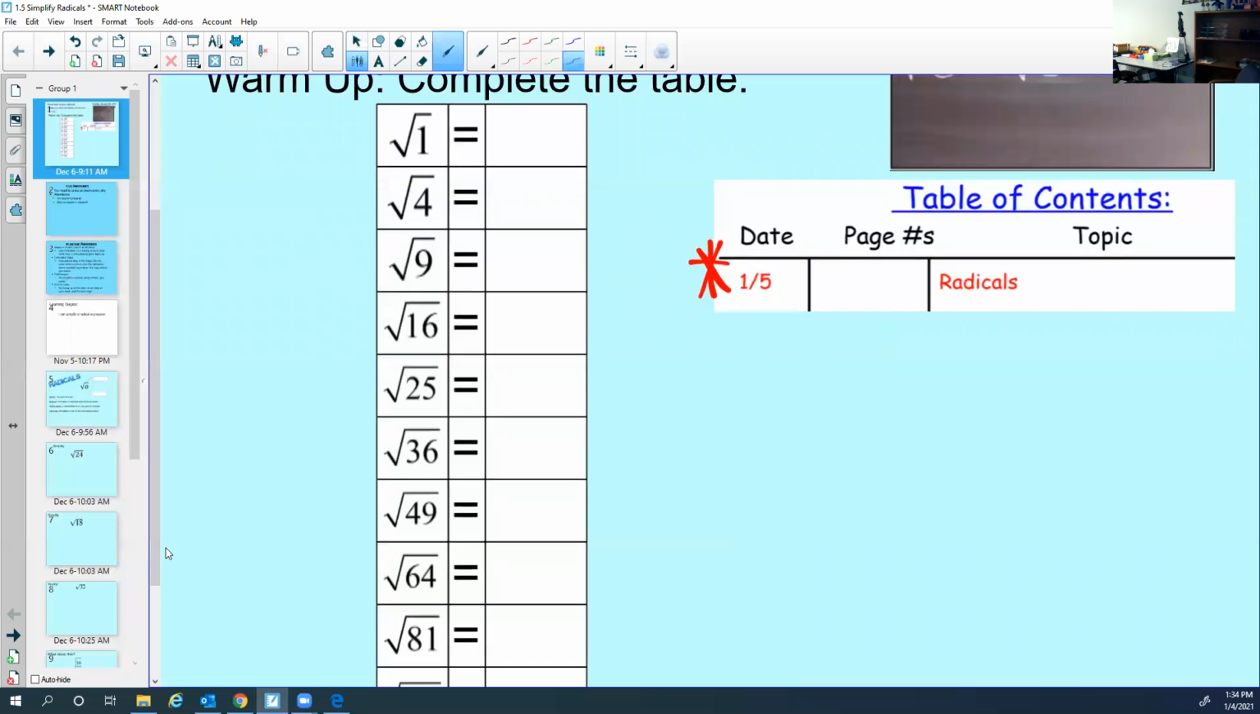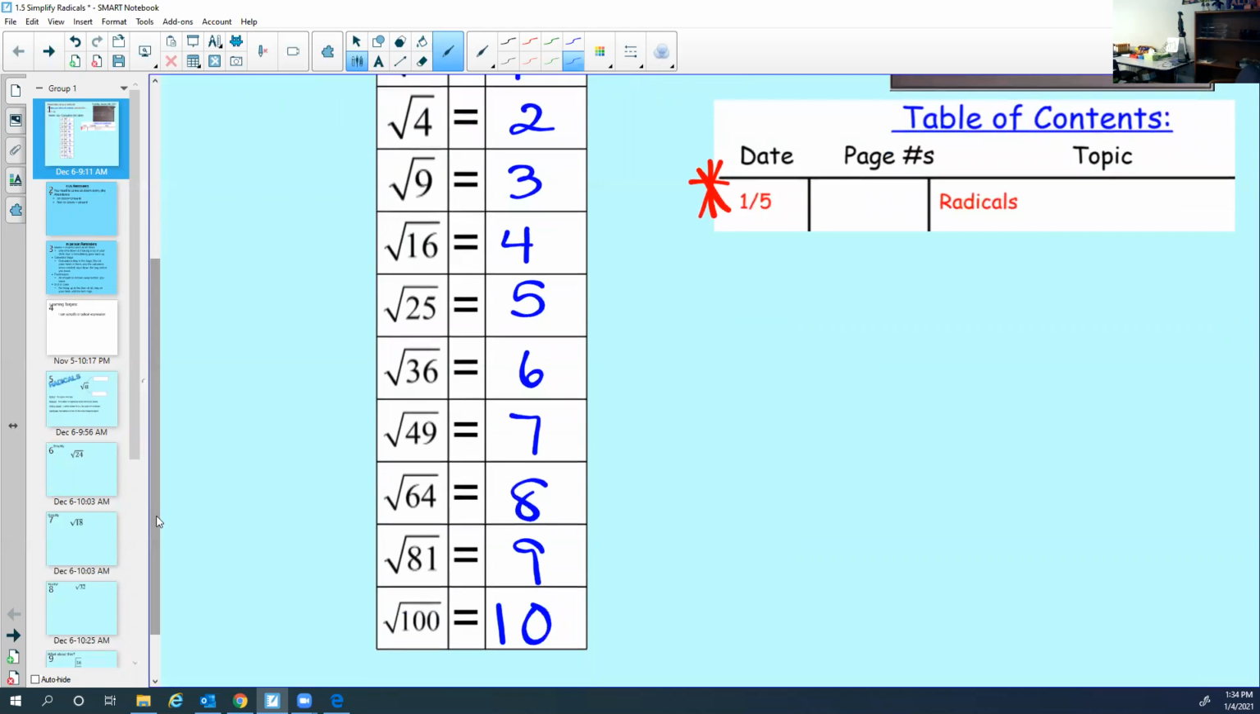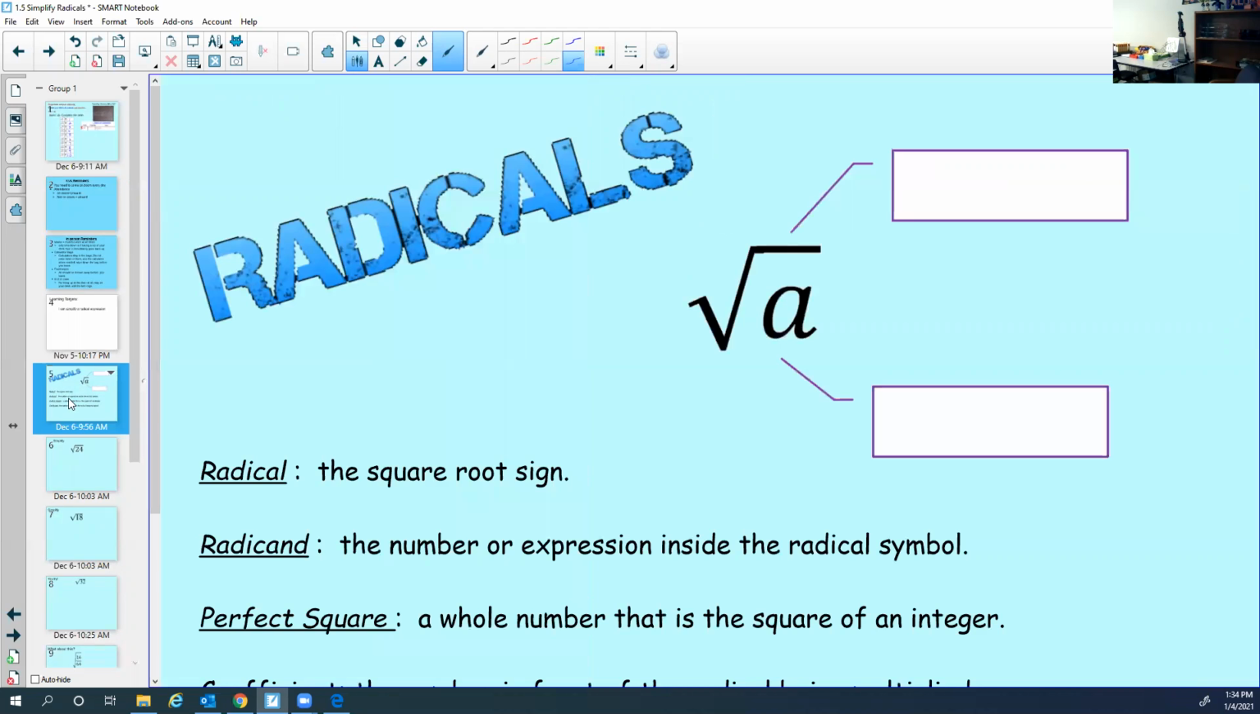So you should have gotten square root of 1 is 1, square root of 4 is 2, 3, 4, 5, 6, 7, 8, 9. I know you can see this one at the bottom, but this would be 10. That's what we're going to be talking about today is square roots. I know you guys have seen square roots before. We're going to go into them with not only numbers, but with also letters.